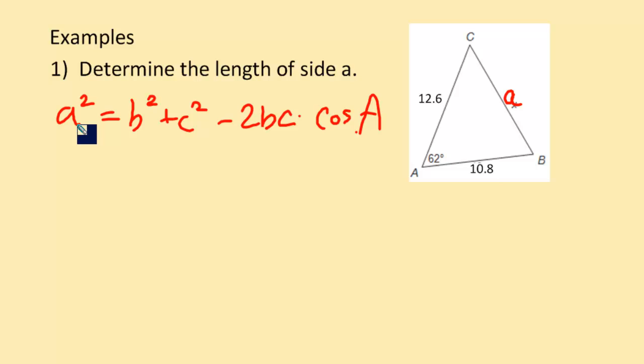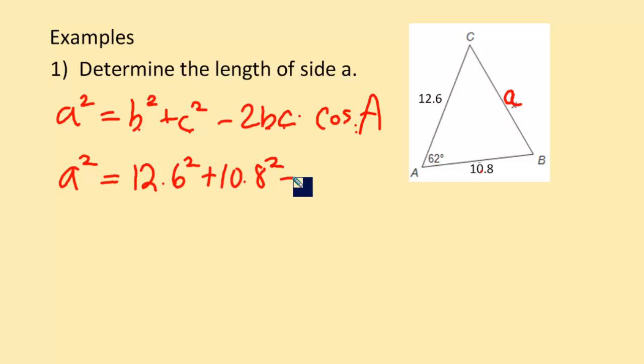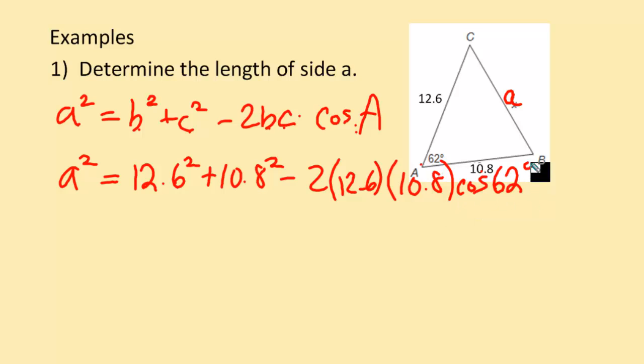And honestly, we can just plug in. We know this, we're given that, that, and that. So we should be able to just plug everything in, substitute everything in, and get an answer. b squared in this case is 12.6 squared. c squared in this case is 10.8 squared. 2bc is 2 times 12.6 for b times 10.8 for c times cosine of angle A, which is 62 degrees.